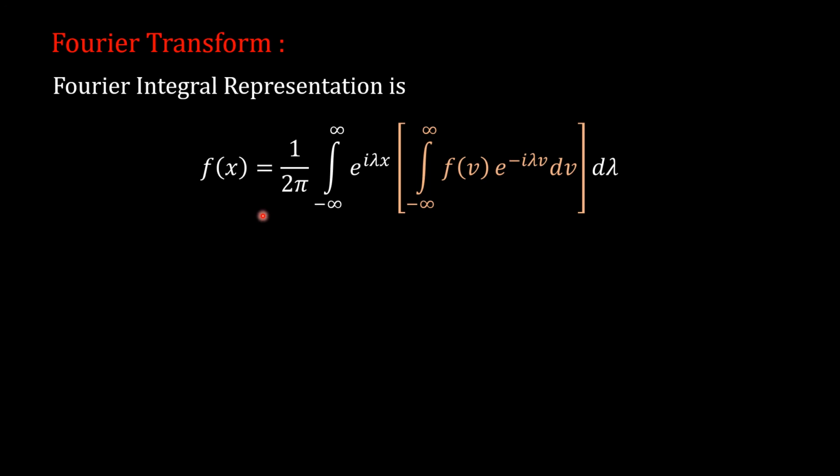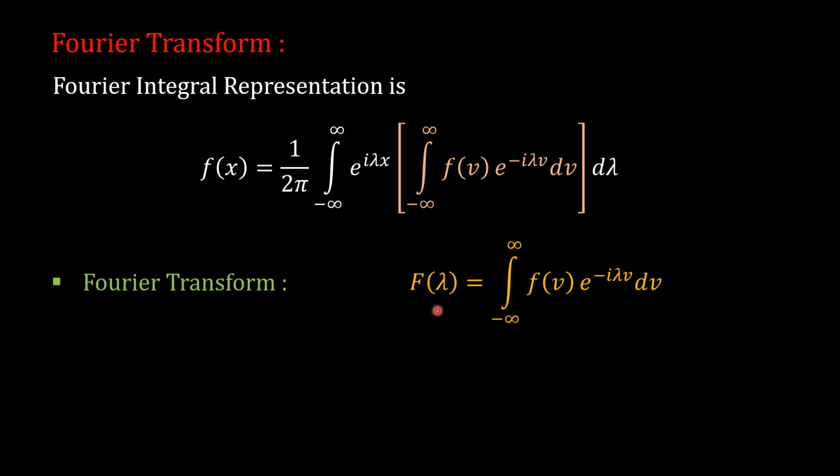Fourier transform. Now in this we are going to obtain the formula for the Fourier transform. The Fourier integral representation in the complex form is f of x equal to 1 upon 2 pi, integration from minus infinity to infinity, e raised to i lambda x, integration from minus infinity to infinity, f of v e raised to minus i lambda v dv d lambda. Now whatever the highlighted term is, it is known as the Fourier transform. The Fourier transform is denoted by capital F of lambda. Lambda stands for frequency.